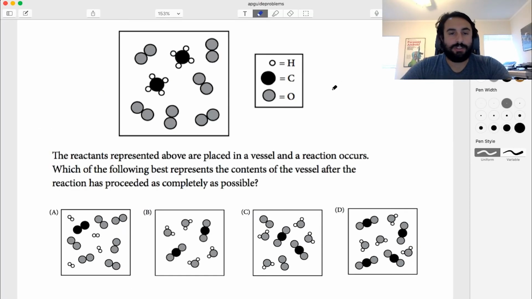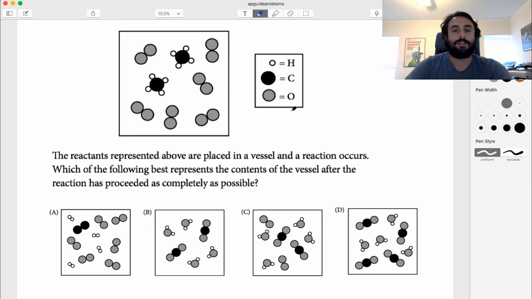Okay, here we have an interesting visual problem, a little bit of stoichiometry. This says the reactants represented above are placed in a vessel and a reaction occurs. Which of the following best represents the contents of the vessel after the reaction has proceeded as completely as possible? So this is going to completion. Now, what do we have here? We've got hydrogen atoms, carbon atoms, and oxygen atoms.